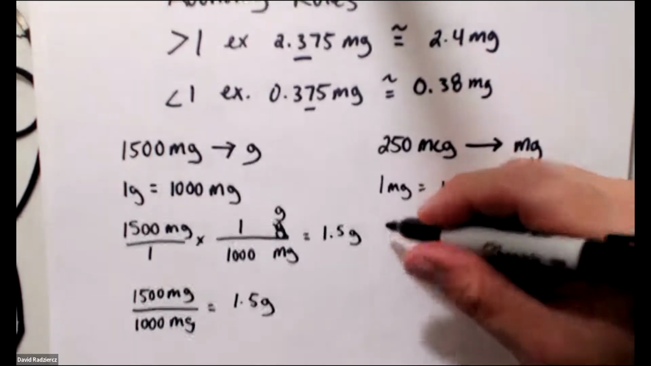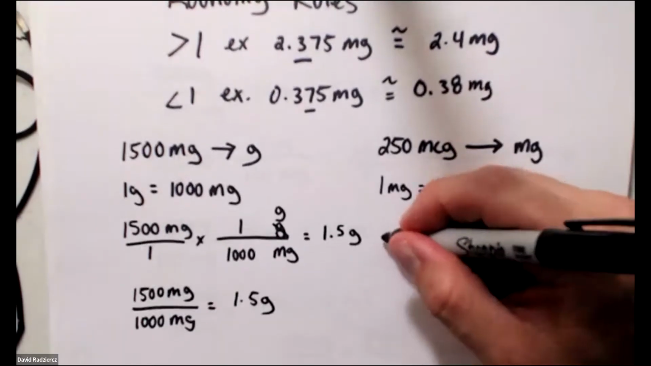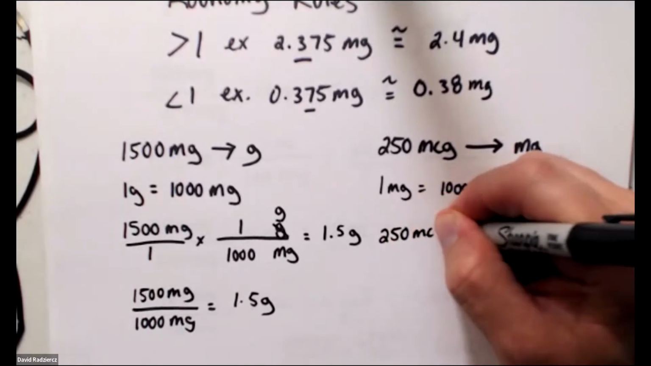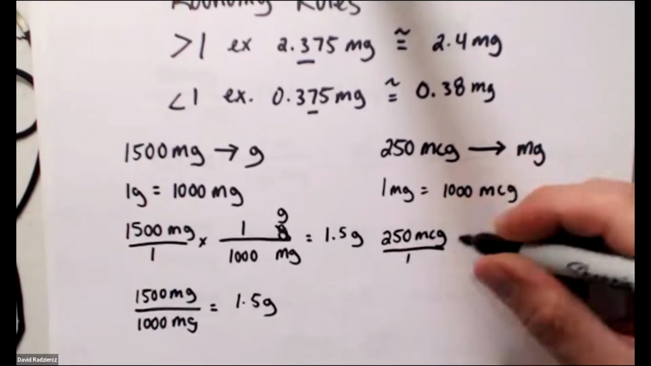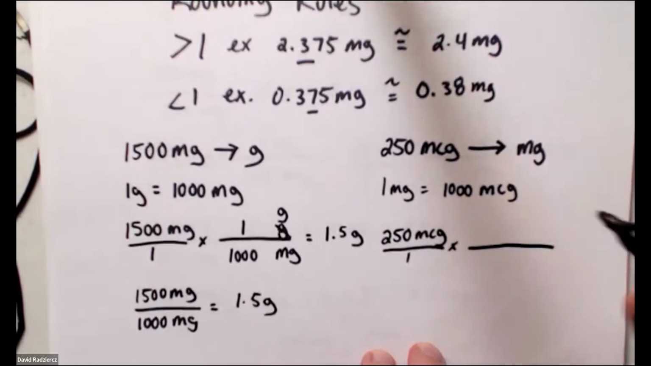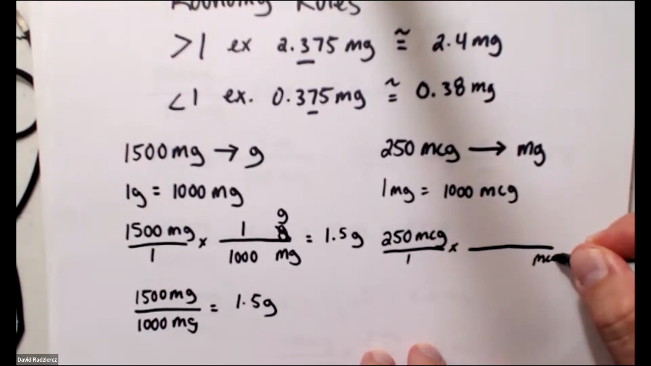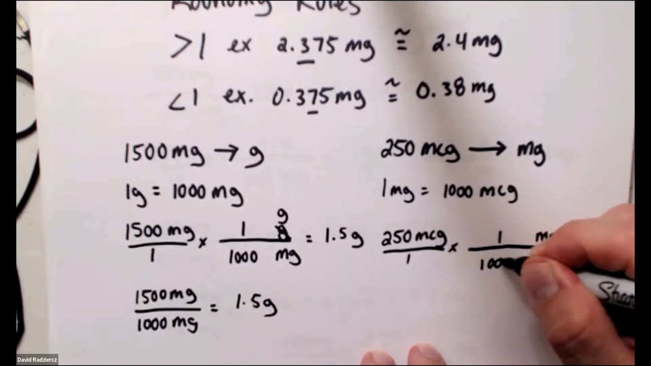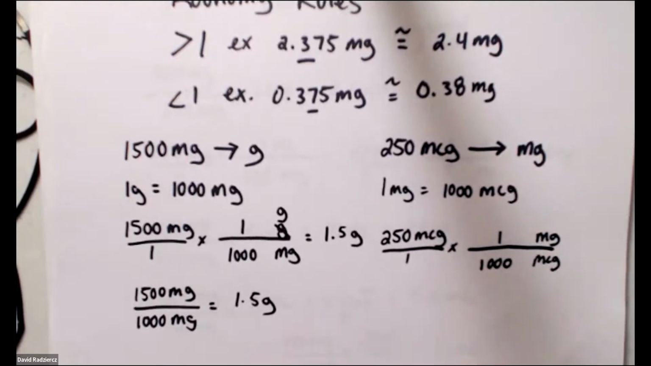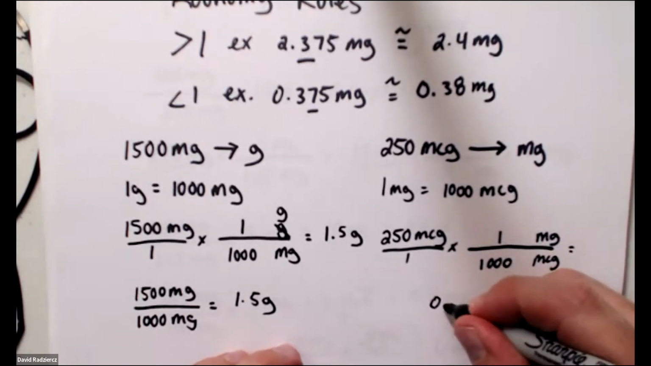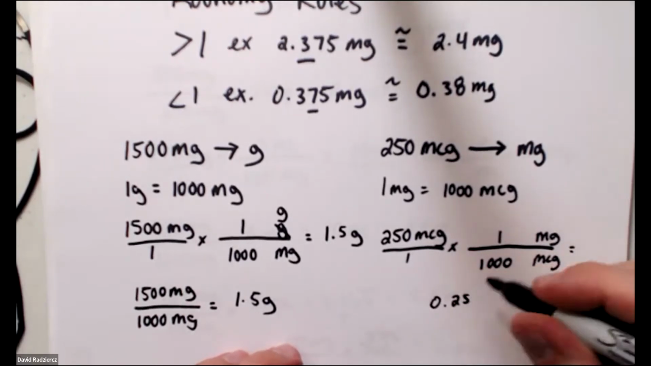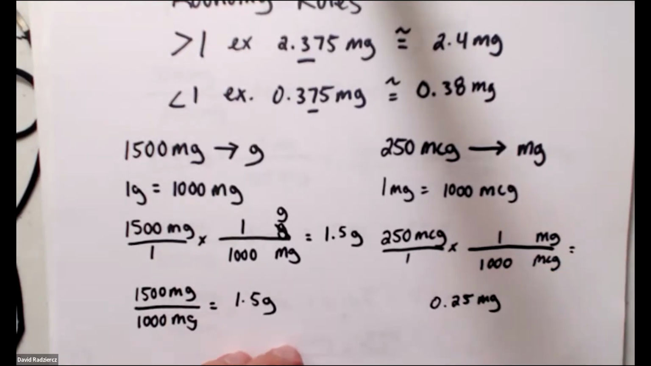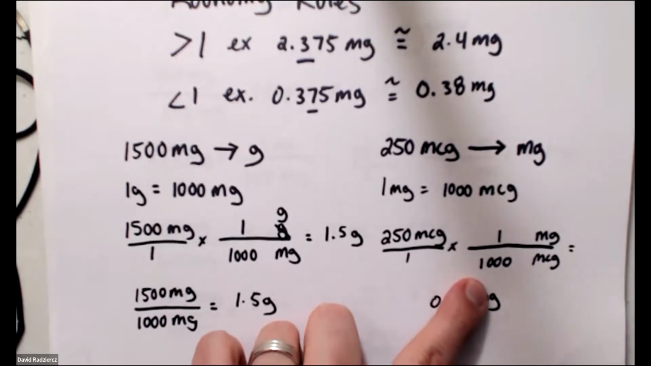Then we have this situation here. So 250 micrograms. I'm going to set it up the same way. I don't want micrograms. I do want milligrams. 1 milligram is equal to 1,000 micrograms. So I'm dividing again, right? And when I do that, I'm going to get an answer of 0.25 milligrams. And all I did was do 250 divided by 1,000.